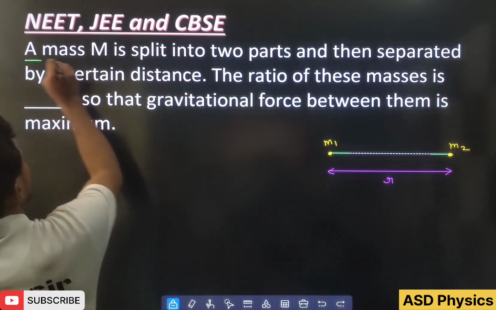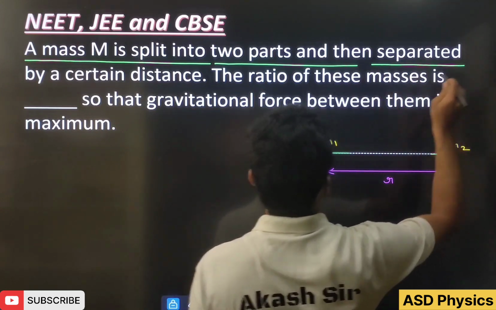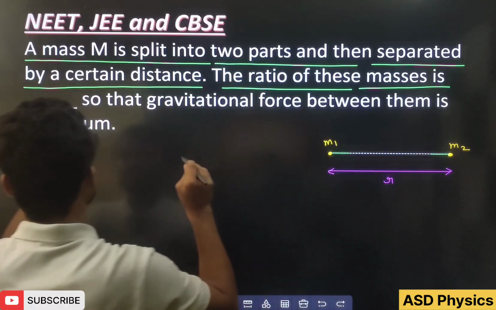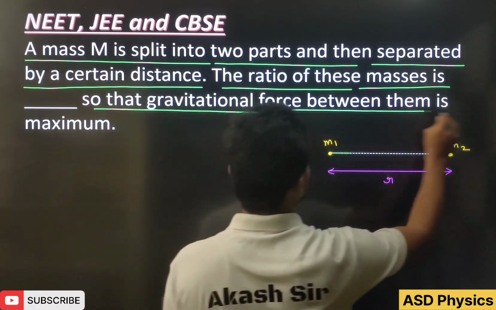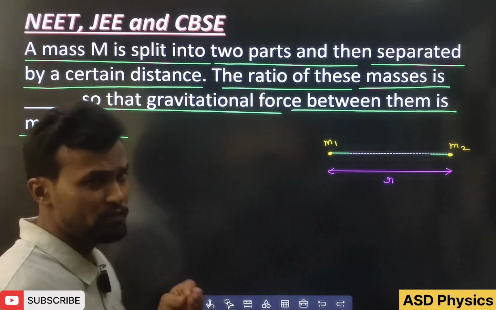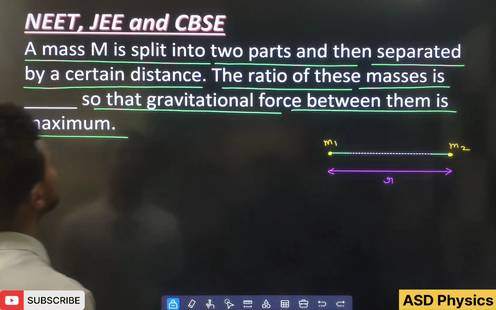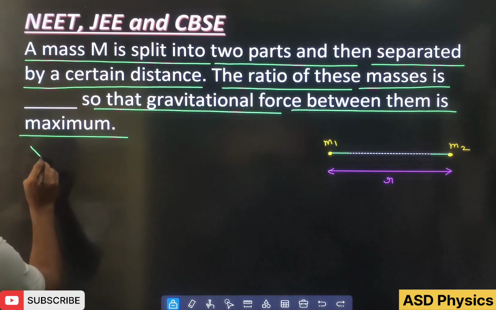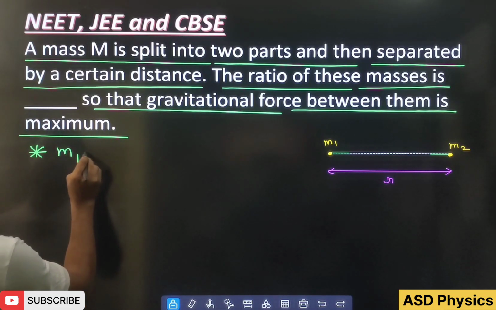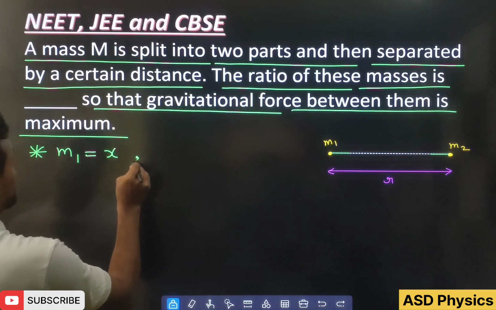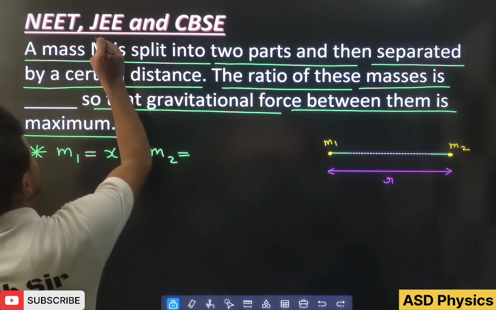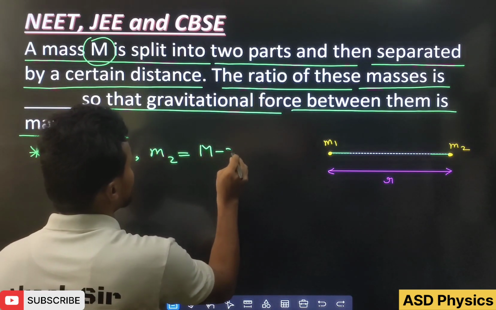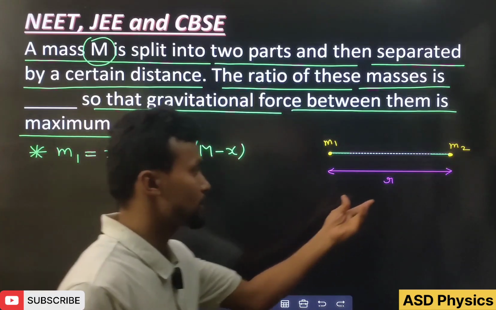The question is: a mass capital M is split into two parts and then separated by a certain distance. What is the ratio of these masses so that the gravitational force between them is a maximum? Very important for 12th also. So we have one mass capital M, separated into two parts. Let's take the first mass M1 as X. Then what will be M2? Since the total mass M is split into two parts, if M1 is X, M2 is M minus X. And they are separated by distance R.